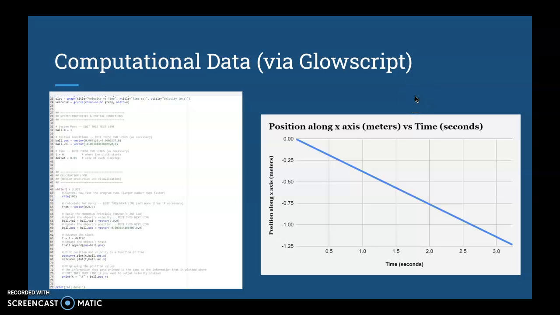On the left, this is my computational data code via GlowScript. Some of the values that were changed were the initial position and velocity vectors, the time, as well as the last print statement that says that we were going to print the time and the position of the ball in terms of x-coordinates as well. On the right, you can see a fairly linear and decreasing slope once again.